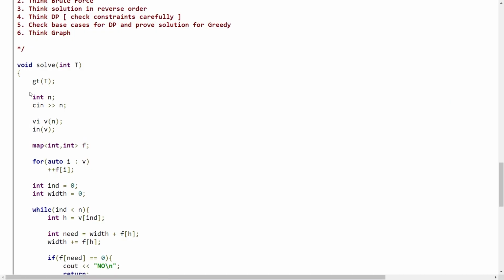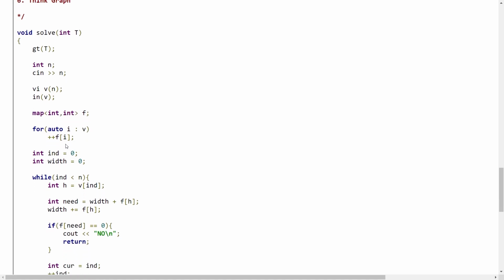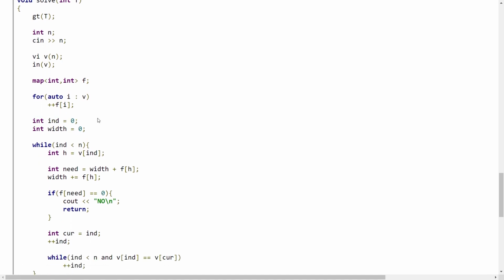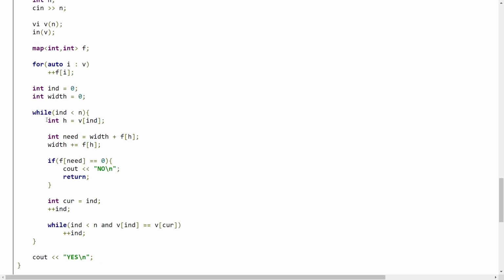Now you will see what I have done is, I have taken an integer n and the input in a vector of size n. Now I have also initialized this frequency map and I am just updating the frequency of all the elements. So now what I do, I initialize my index with 0. This is for traversing through the vector, and I have initialized my current width with 0. Now the height of my current element is going to be v of index, right? And I need to calculate the width that I need. So that is going to be the width of my current element and the number of fences with the same height as the current height.